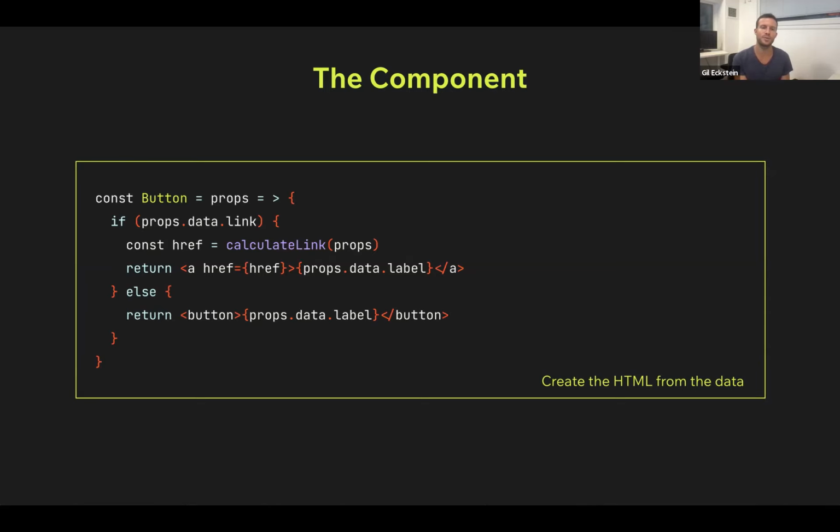And it's very important to also return a regular button in case we don't have a link. It's very important for SEO reasons that we render an href only when there's a navigation, and a regular button when there's no navigation, just a button that you can interact with on the web page. So this is the simple React component that creates the HTML from the data that we got.